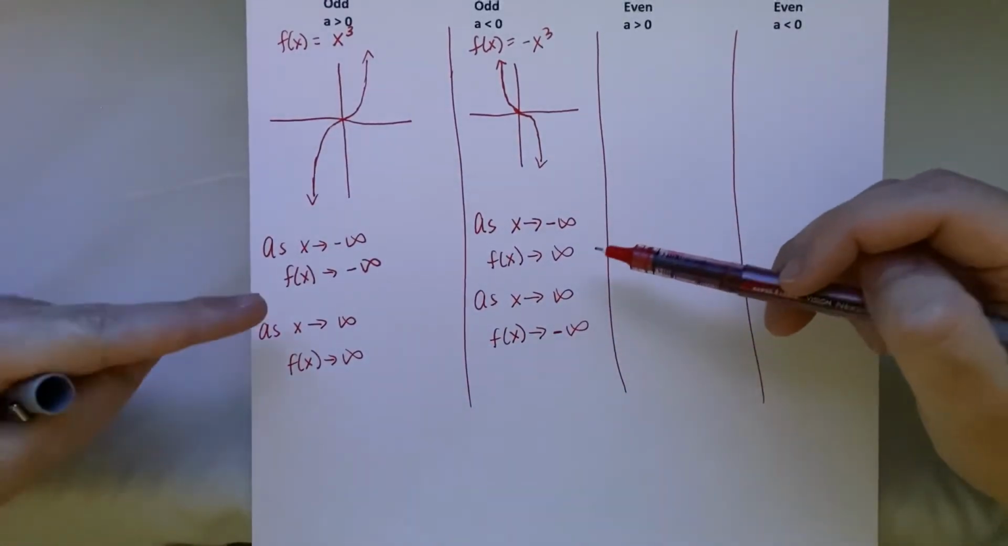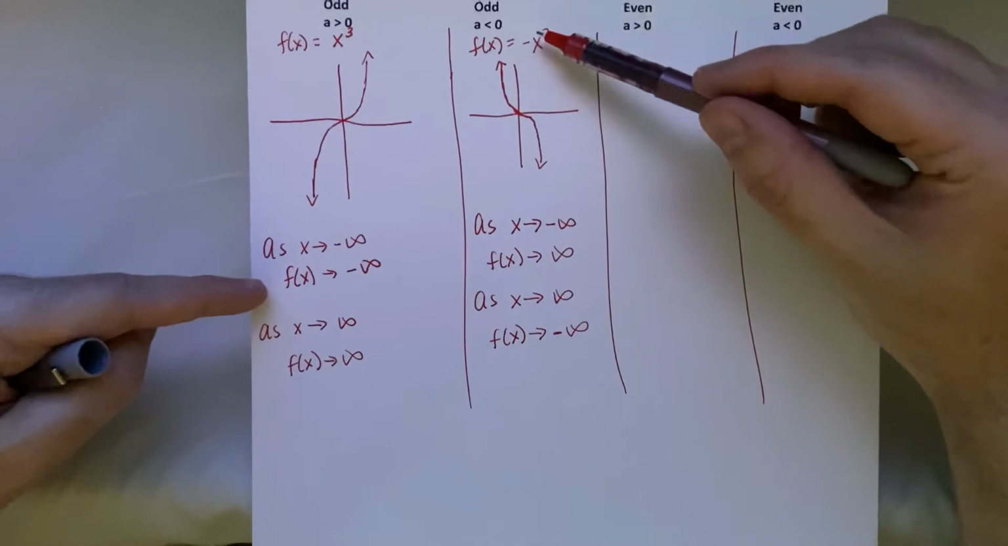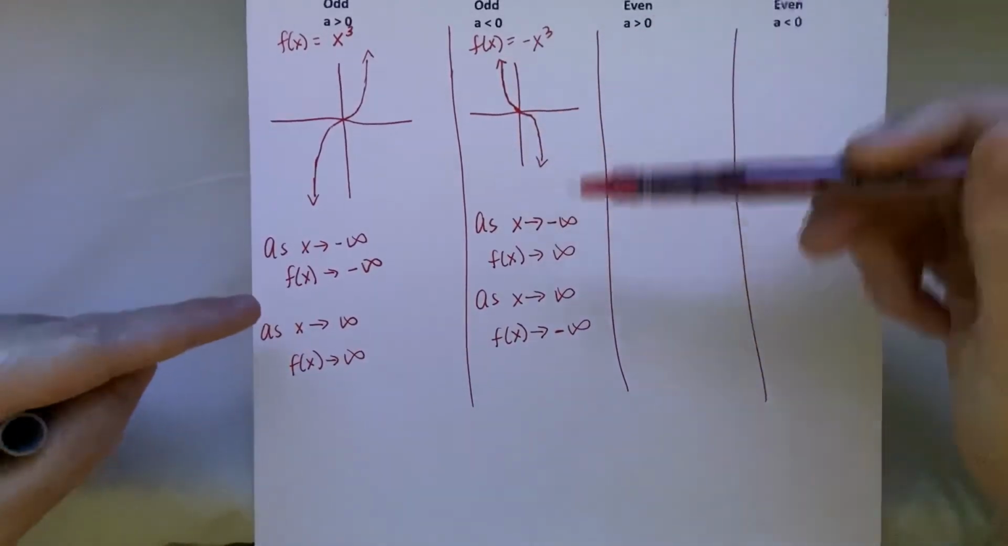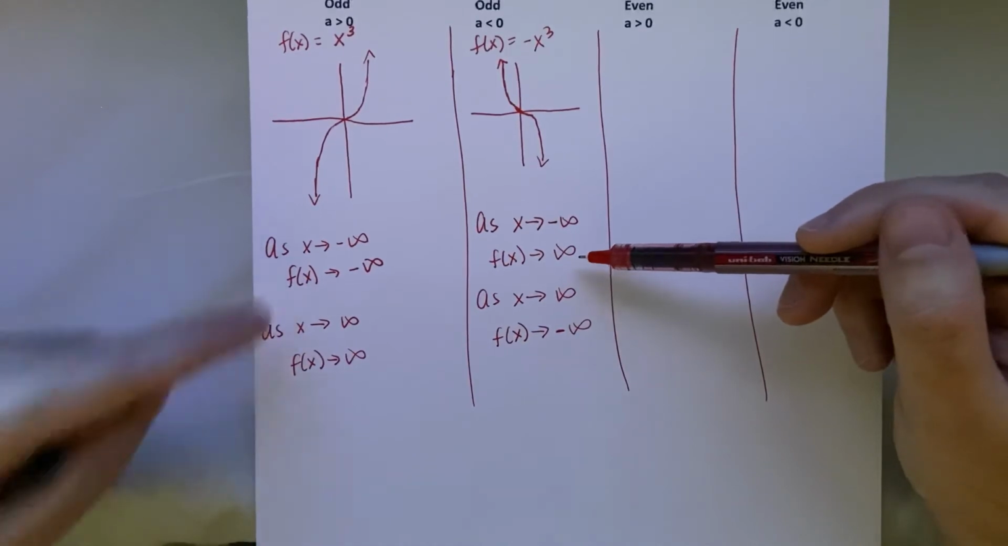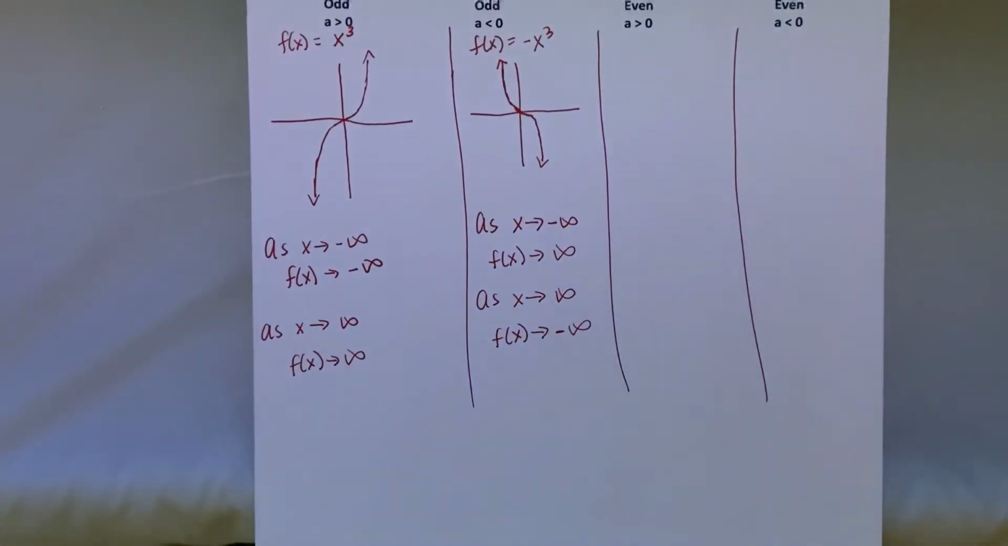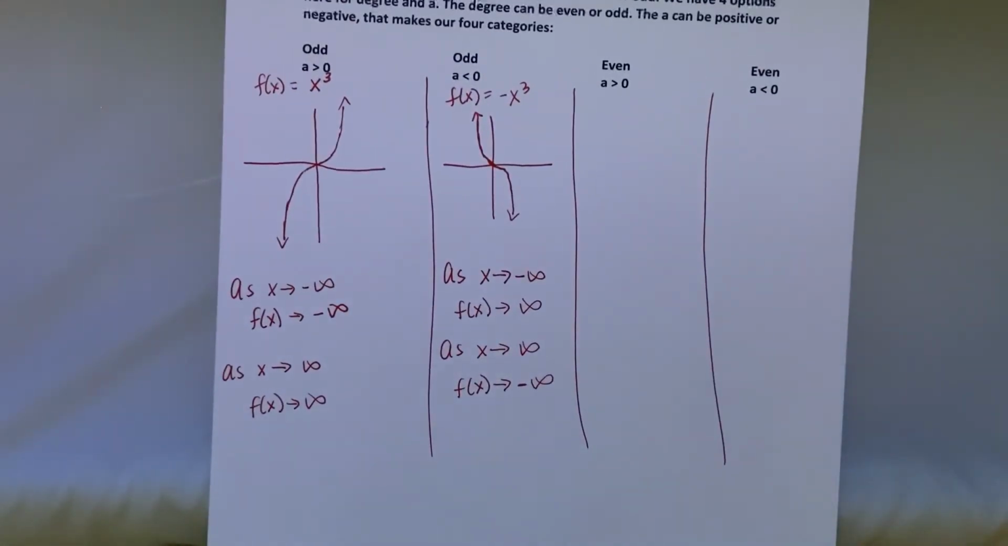So what did the negative do here? Remember, a negative in front of the whole function switches the y values. Now it's the f of x that is the y value in this case, and it flipped the sign of both of our f of x's, which is exactly what a negative in front normally does to a function.